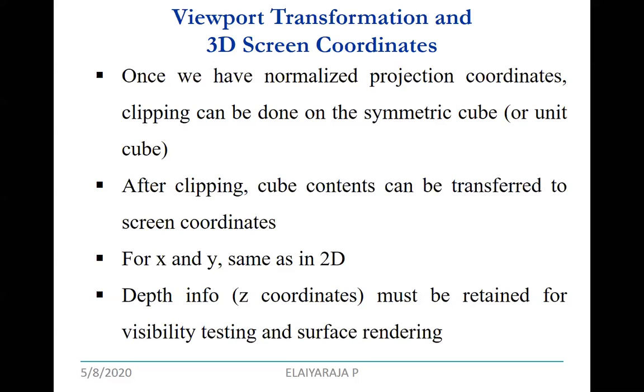So as far as viewport transformation is concerned, when you view the normalized 3D screen coordinates, you have to process the particular object model through clipping, considering 6 different values with respect to x as well as y window coordinates as well as your depth value. And the z coordinates must be retained for visibility testing as well as surface rendering.